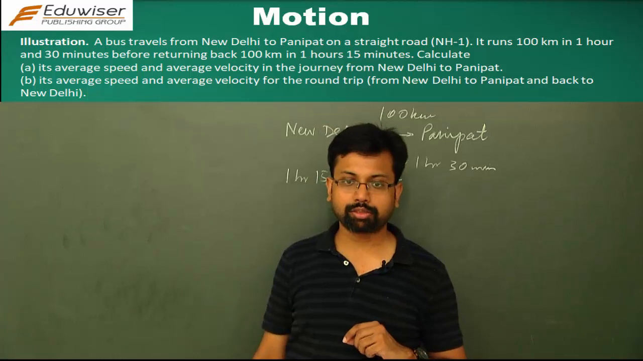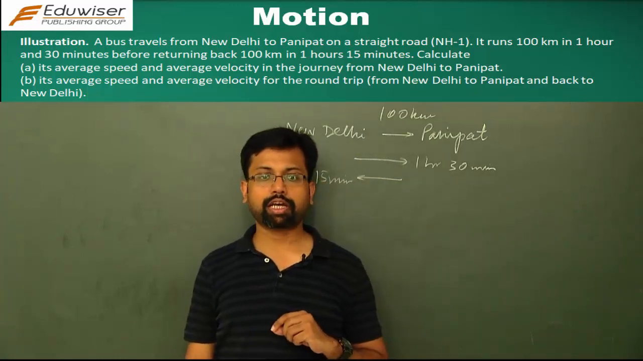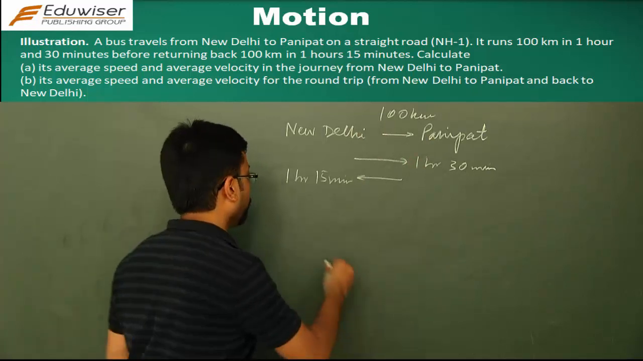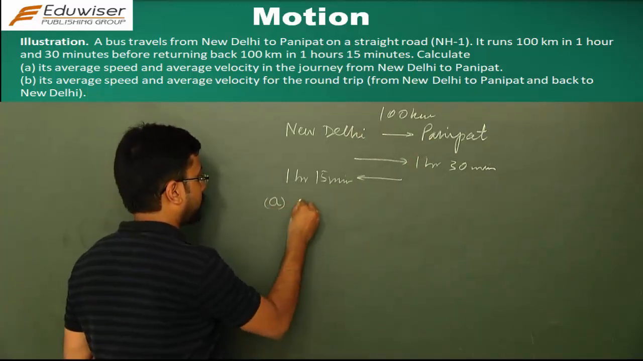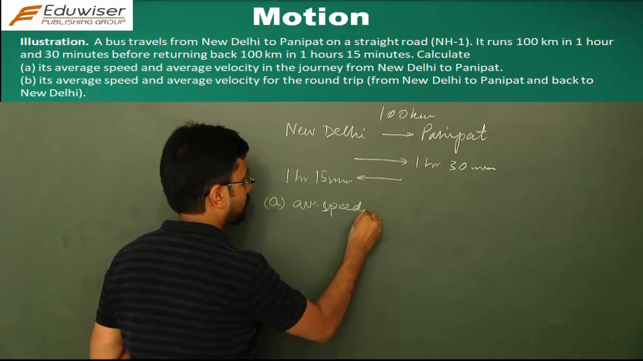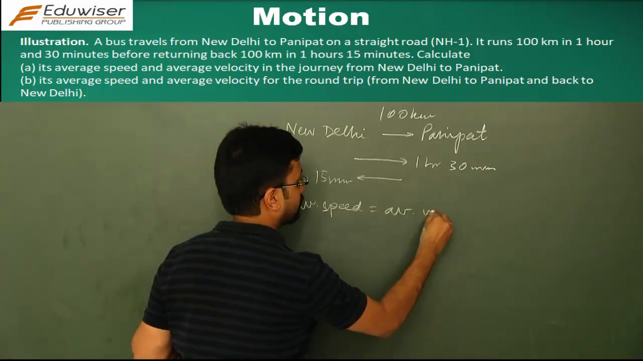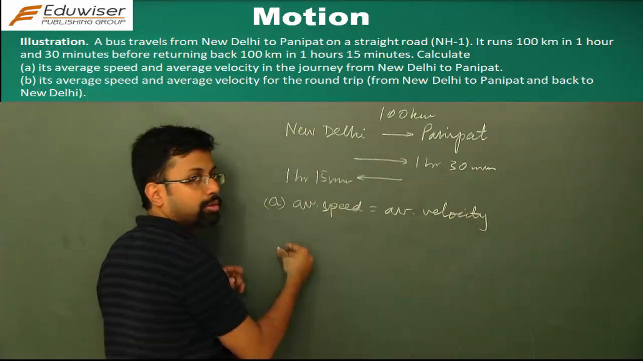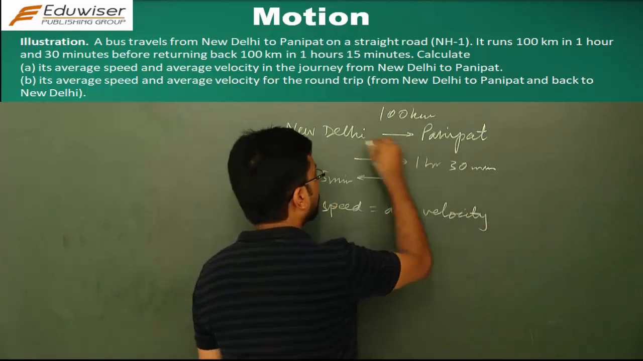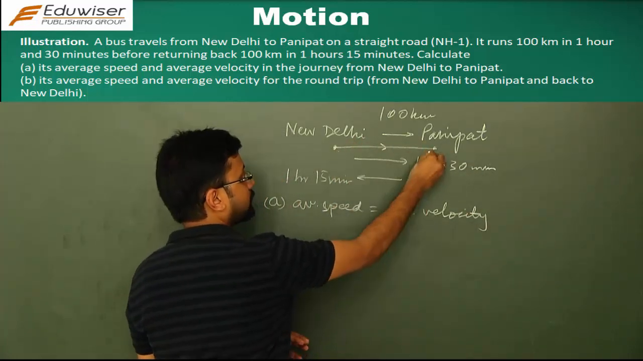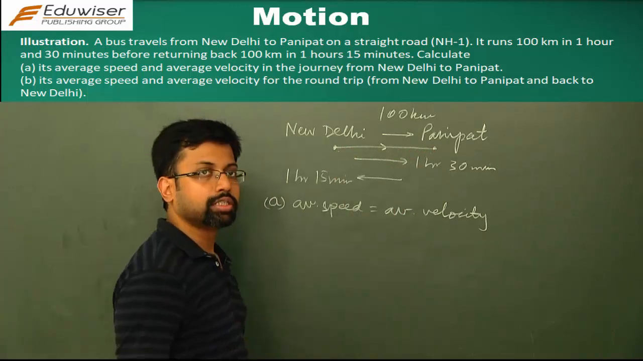The first question that is being asked is the average speed and average velocity for the journey from New Delhi to Panipat. So for part A, the average speed will be equal to average velocity. Why? It's a straight line path and there is no turning back. It's just moving from point A to point B along a straight line path, and only in this case is the distance going to be the same as displacement.